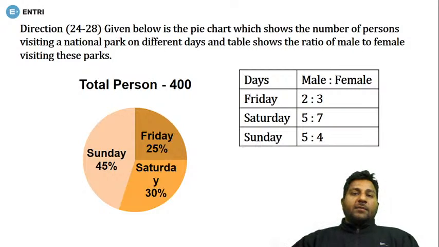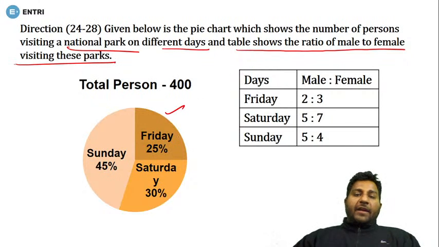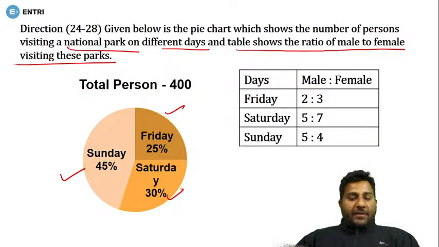Look at this. Given below is the pie chart which shows the number of persons visiting a national park on different days, and the table shows the ratio of male to female visiting. All right, Friday, Saturday, Sunday. Okay, did you get it?